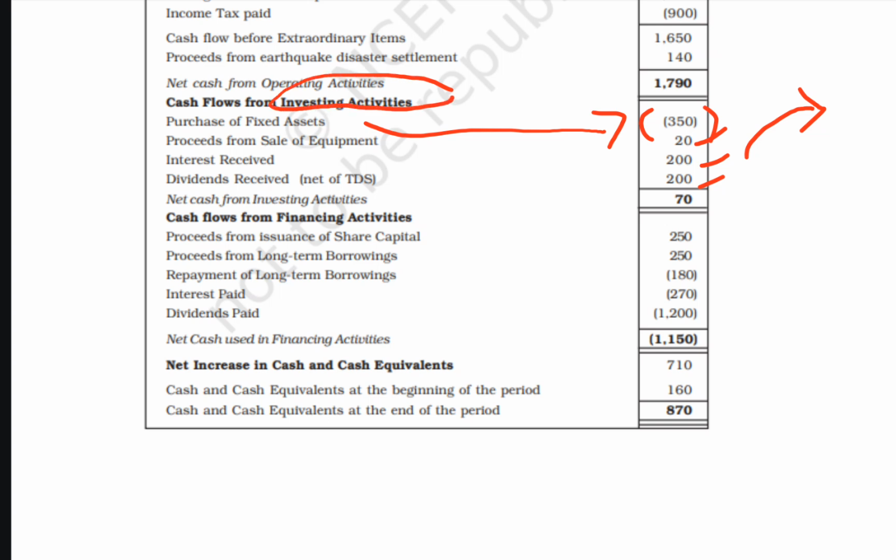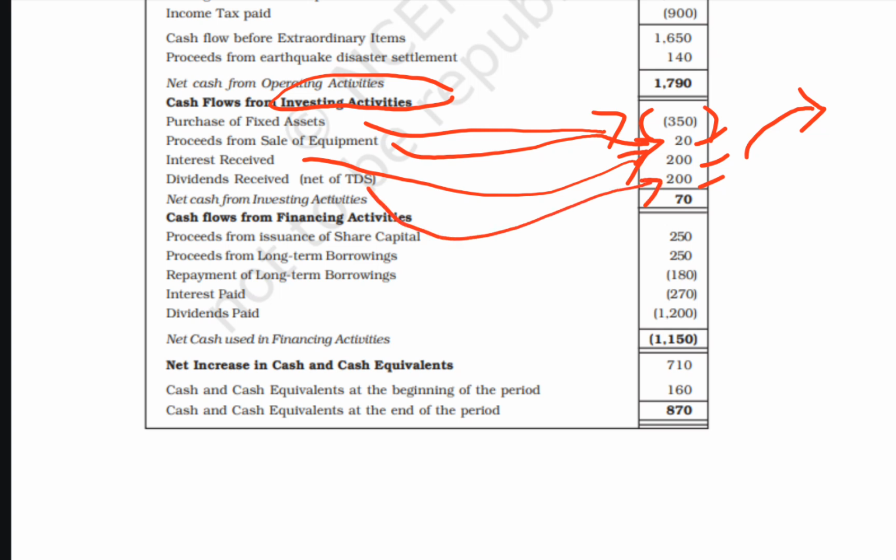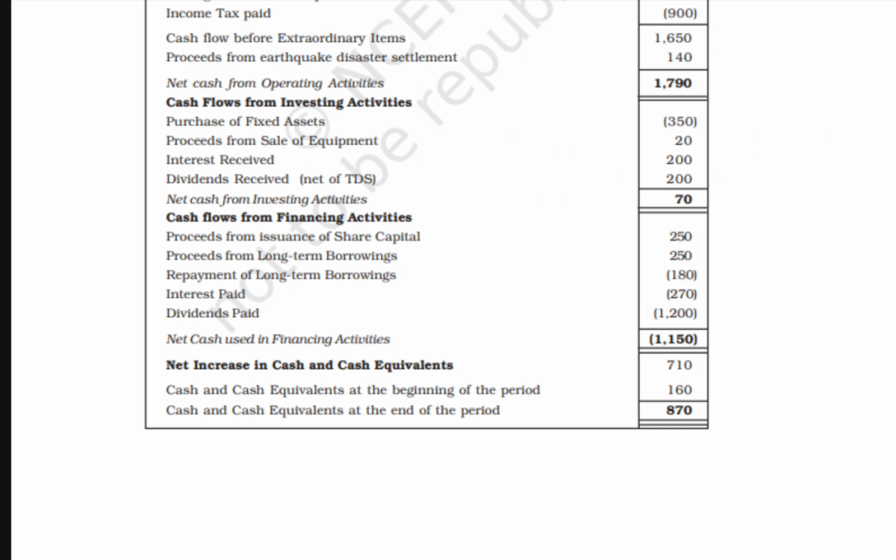Let's read out the remaining. The proceeds from sale of equipment: when we sell equipment, we get money. The interest received, that means we get money. Dividend received, yes, that means we get the money. We will be receiving the money, isn't it? So they are cash inflows. It is only the purchase of fixed assets that is a cash outflow under investing activities.